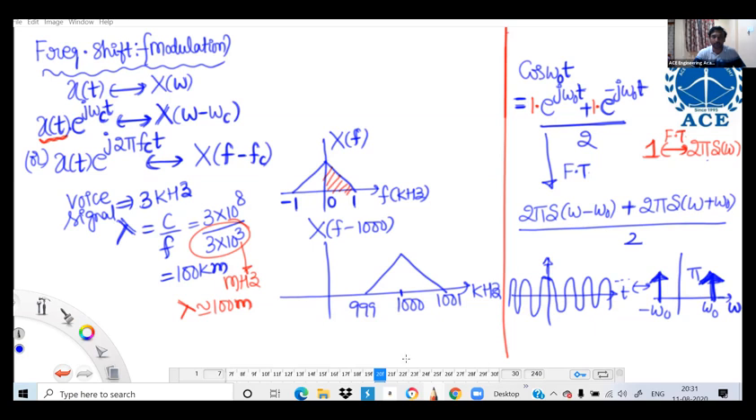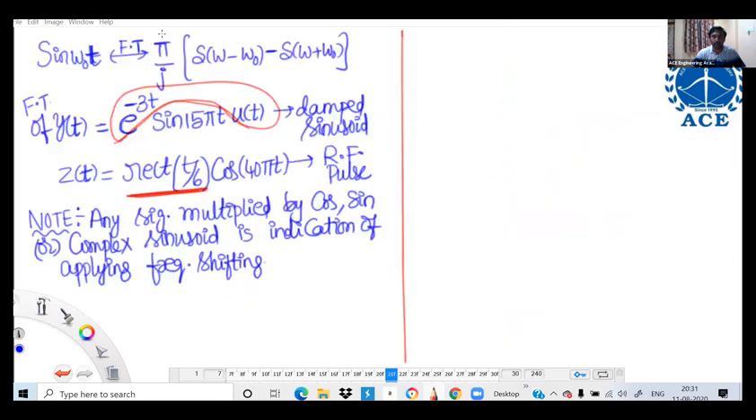What is there? Magnitude of these impulses, but phase angle at omega naught is minus 90 and at minus omega naught is plus 90. Imaginary odd means definitely it will have a phase spectrum extra. Magnitude of both impulses is pi, because of the j component at plus omega naught minus 90, minus omega naught plus 90, like that.